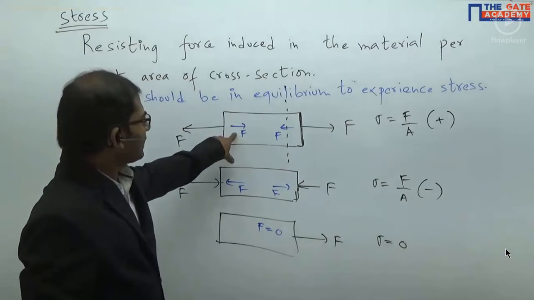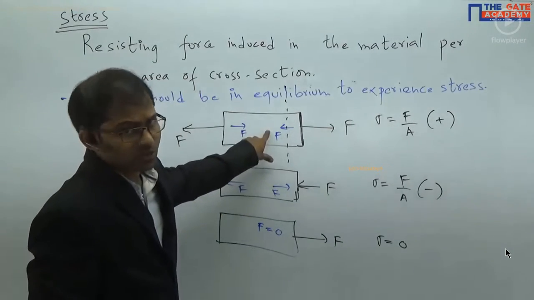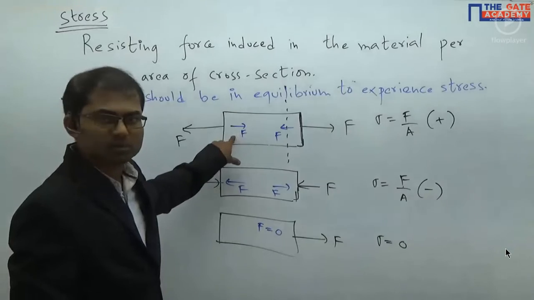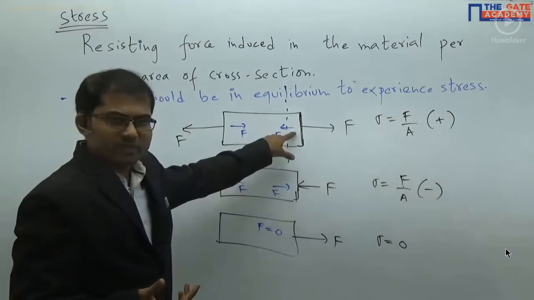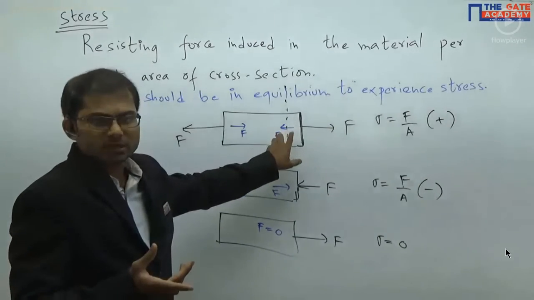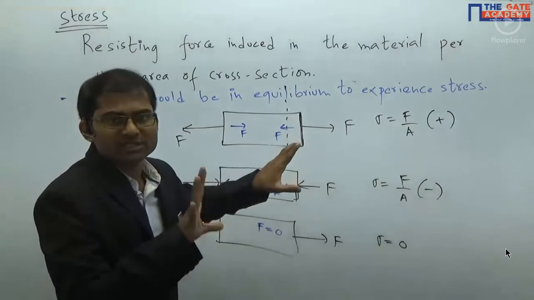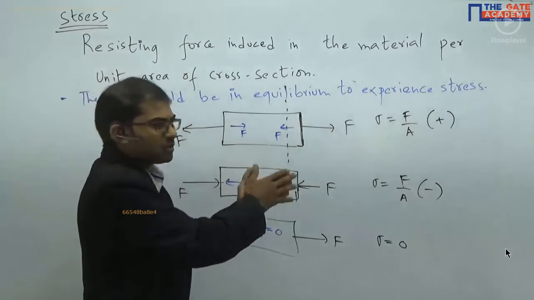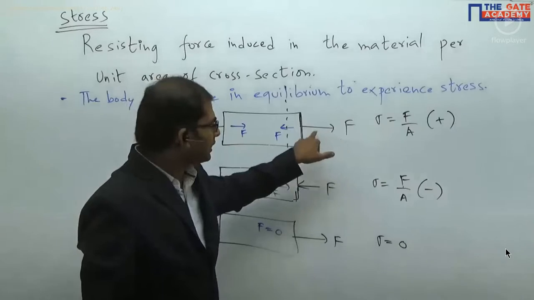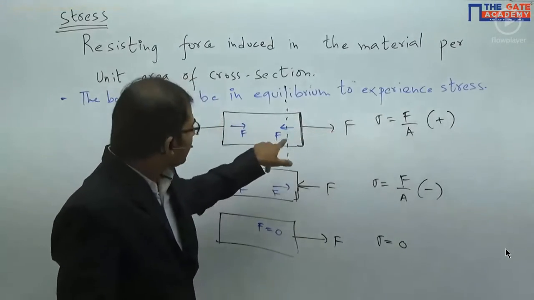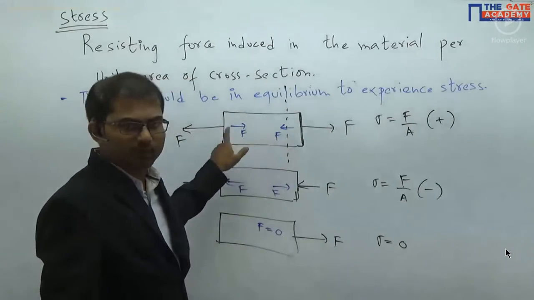This internal resistive force is acting in positive x direction, so I can take positive sign regarding this thing also. This thing is acting in negative x direction, I can take sign with regard to this thing also. So that's why we don't go with the sign based upon direction of forces, because external applied force is also acting in positive x and negative x direction. Internal resistive force is also acting in negative x and positive x direction.